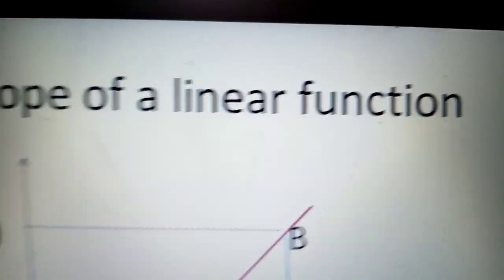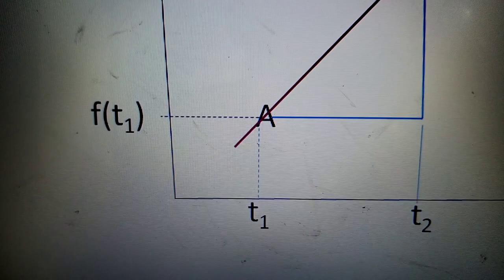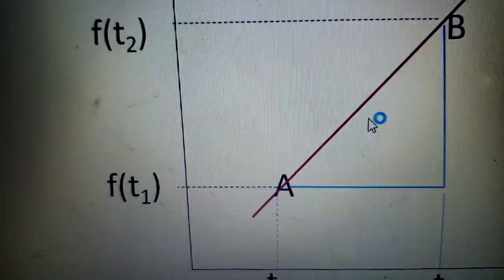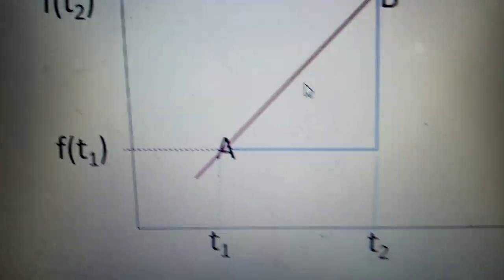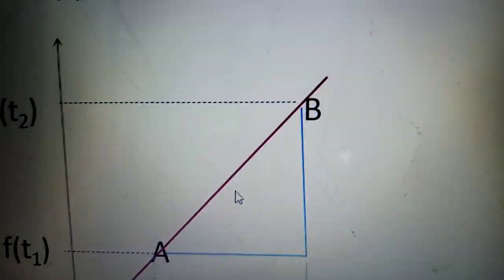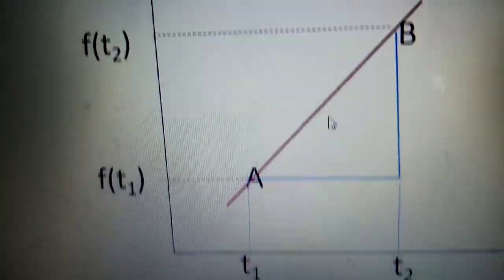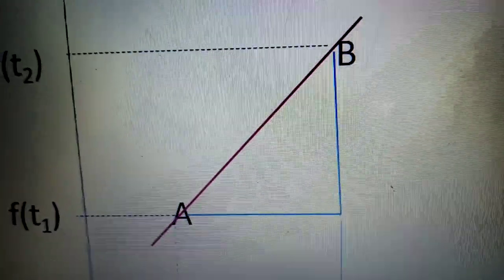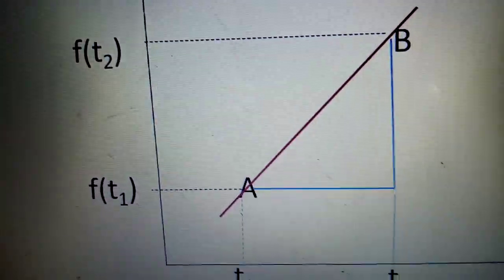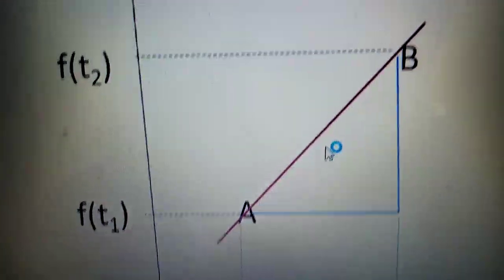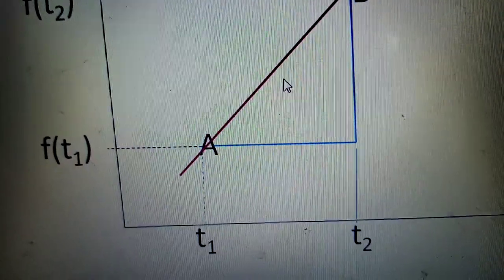So for a linear function, at time t1, the body is at point A, and that's a displacement of f(t1). And at time t2, the body is at point B. This is f(t2). Therefore, the slope of the line is f(t2) minus f(t1), that is the change in displacement, over the change in time, which is t2 minus t1.